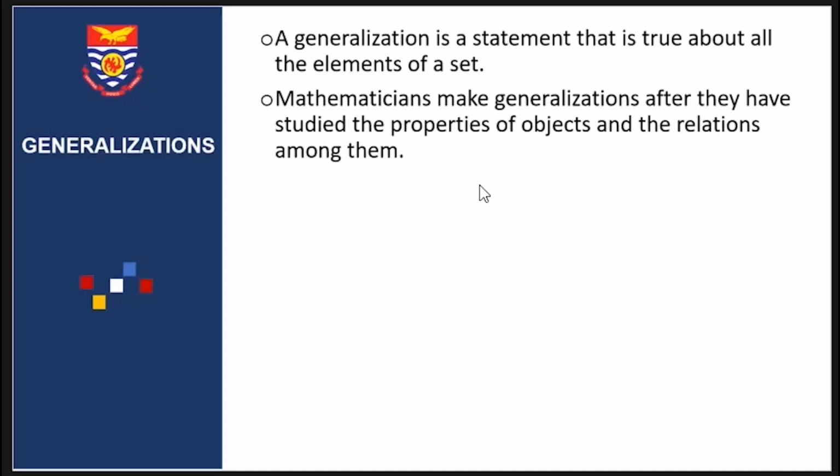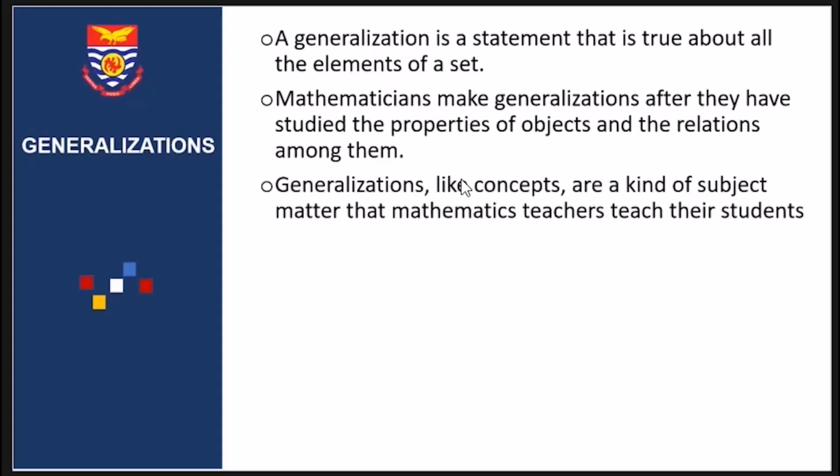So you can only make generalizations if you are able to study the properties of all the objects, or the majority of the objects, and you are able to say that this will work for all of them. For example, we say that prime numbers have only two factors, and this is true for all the elements of prime numbers. So we are able to make this generalization after studying the properties of prime numbers.